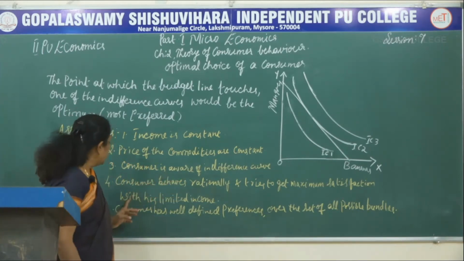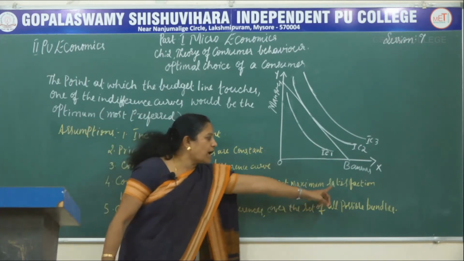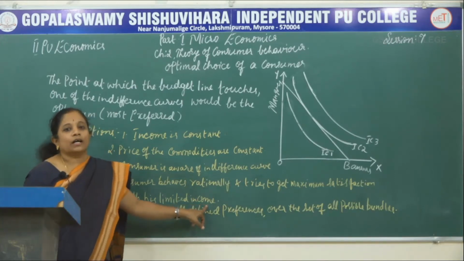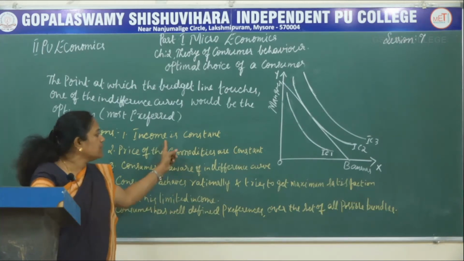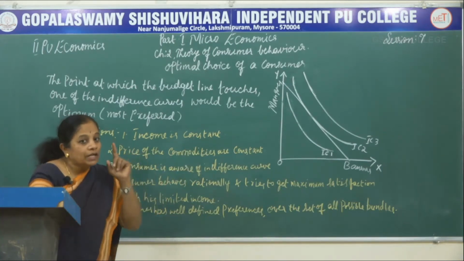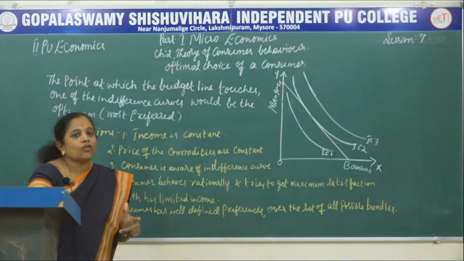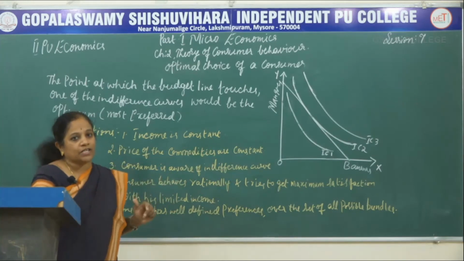So here the consumer behaves rationally and tries to get maximum satisfaction with his limited income. The consumer goes to the market with the limited income, and his income is always constant. With that limited income, he wishes to have that particular combination of goods which give him maximum satisfaction.